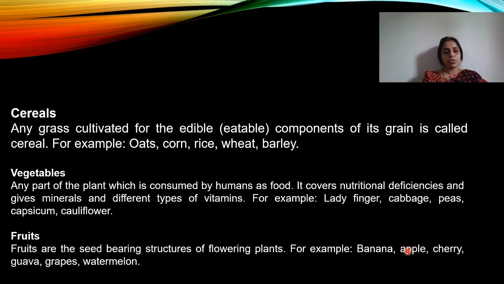Coming to vegetables, any part of the plant which is consumed by humans as food. It covers nutritional deficiency and gives minerals and different types of vitamins. For example, lady's finger, cabbage, peas, capsicum, cauliflower, etc. Coming to fruits, these are seed bearing structures of flowering plants. For example, banana, apple, cherry, guava, grapes, etc.